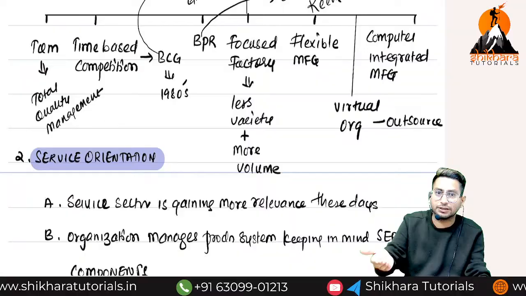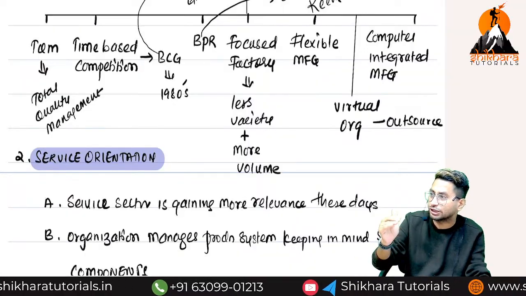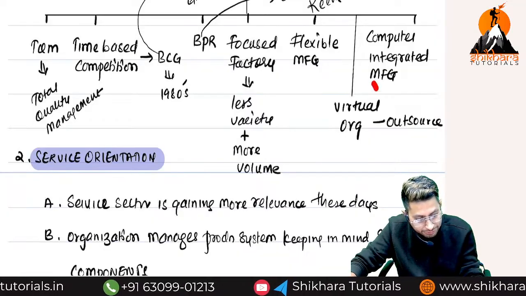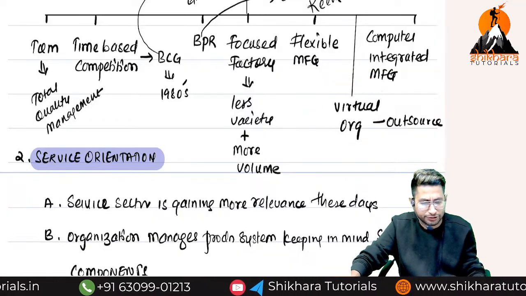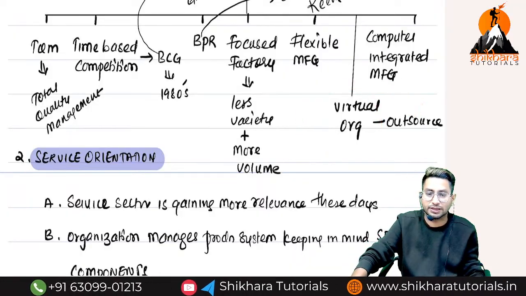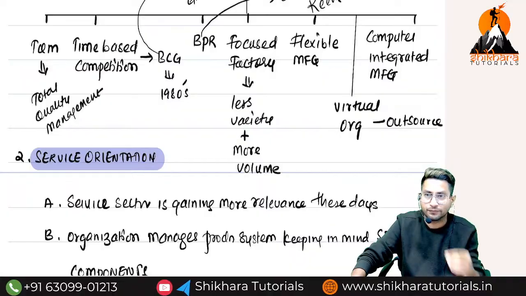Then comes flexible manufacturing. Depending upon the demand, you have to decide. If demand increases, production increases. If demand decreases, production decreases. Then comes virtual organization. Nowadays, most of the manufacturing companies are following the concept of virtual organization, which is nothing but outsourcing.